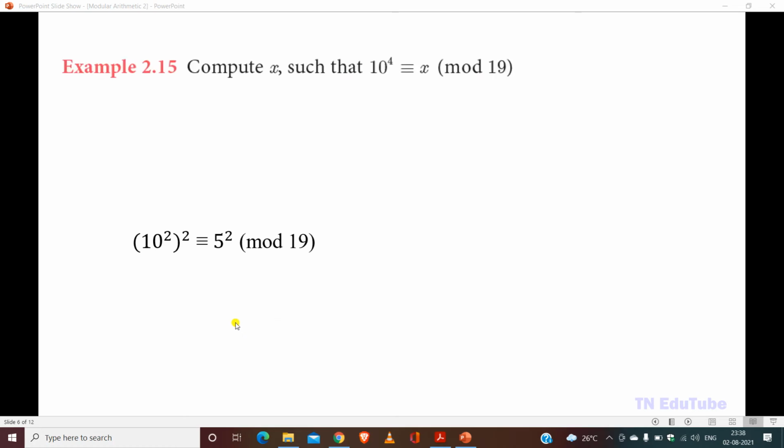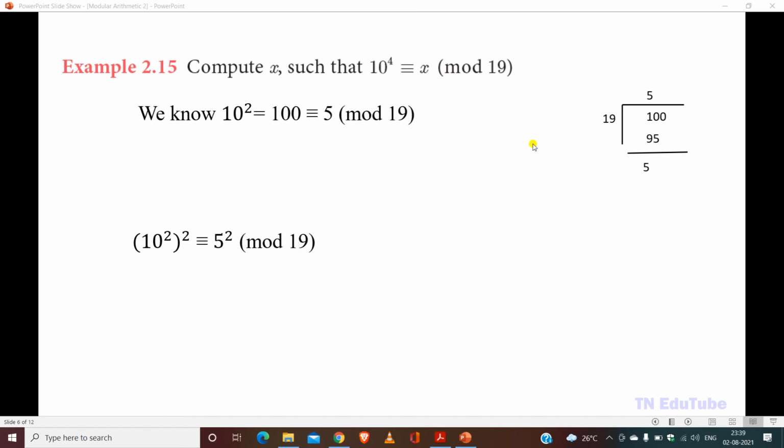Then compute x such that 10 power 4 is congruent to x mod 19. That is, we know that 10 square is equal to 100. When you are dividing 100 by 19, you get the remainder 5. So 100 is congruent to 5 mod 19. So we can write it as 10 square is congruent to 5 mod 19.